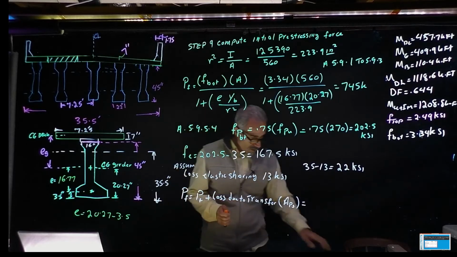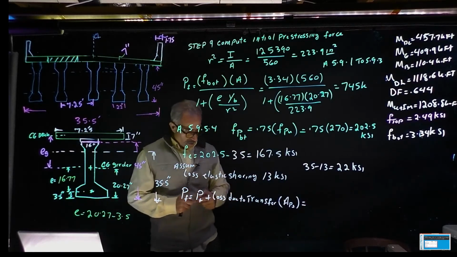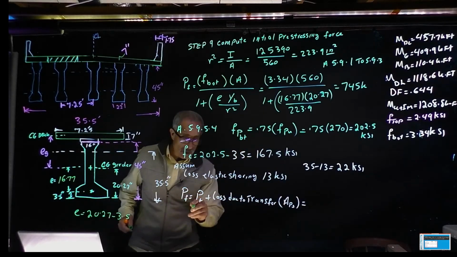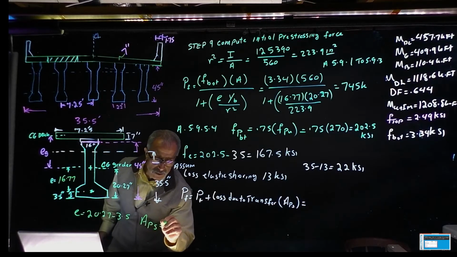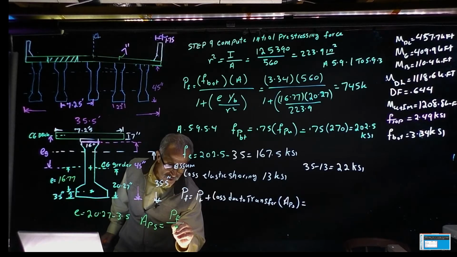Where did I do that? The area. I'm going to use a different color so we can see it better. This is good. The area, APS, it's going to be PF divided by FAE.